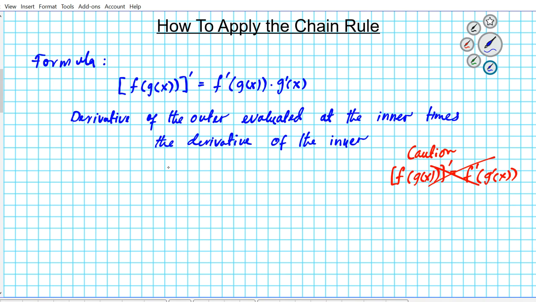Alright, so the acronym for this is DOEIDO, derivative of the outer evaluated at the inner, times the derivative of the inner. So when we reference DOEIDO, just know that we're talking about the chain rule. Okay, let's go ahead and try out some problems.